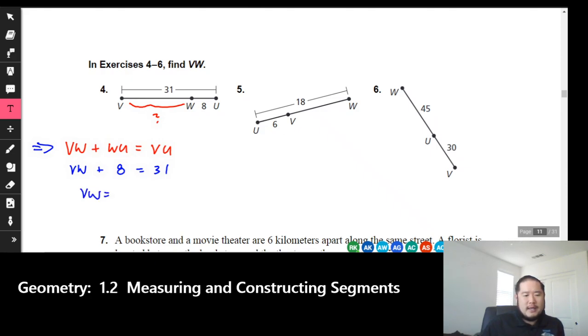So we'll go ahead and subtract 8 to both sides, and then you'll get your answer. And then this right here will end up being 27. That is segment VU.